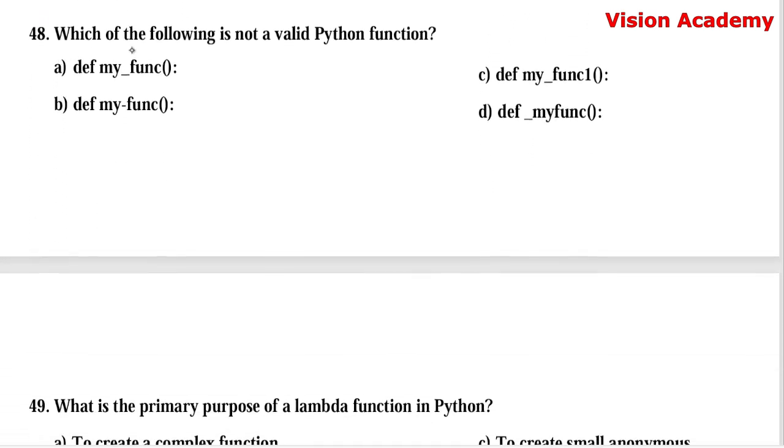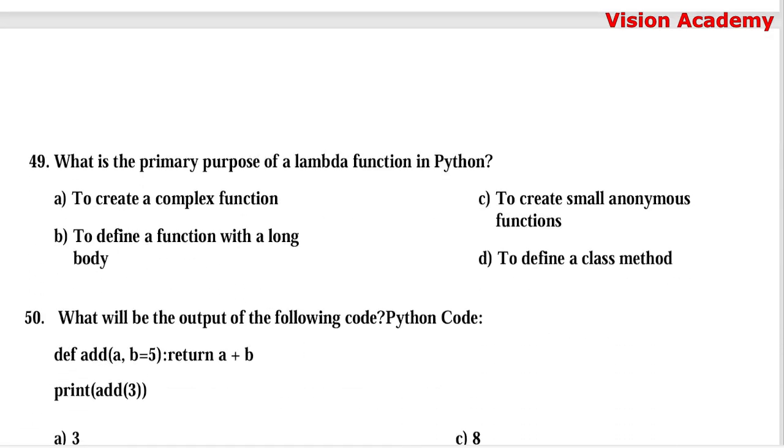Question number 48. Which of the following is not a valid Python function? Option A, def my underscore function. B, def my hyphen function. C, def my underscore function 1. D, def underscore my function. Here option B is invalid, or it is not a valid Python function name. Why? Because here hyphen is used, only underscore is allowed. Except underscore, no other special characters are allowed for writing function name.